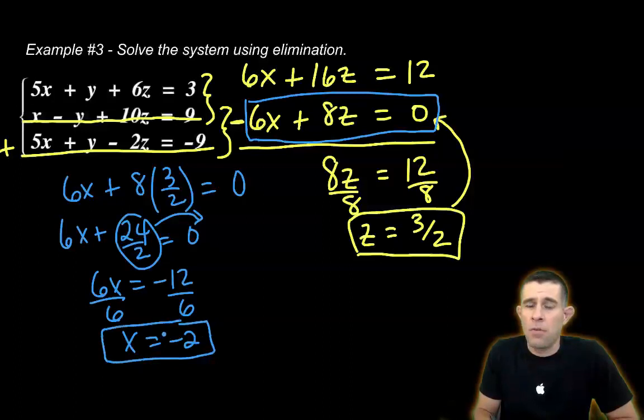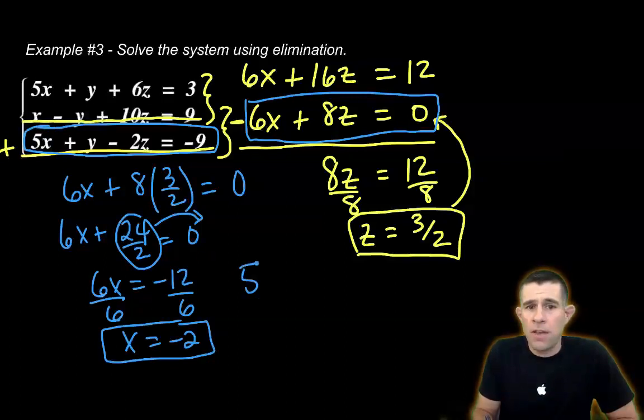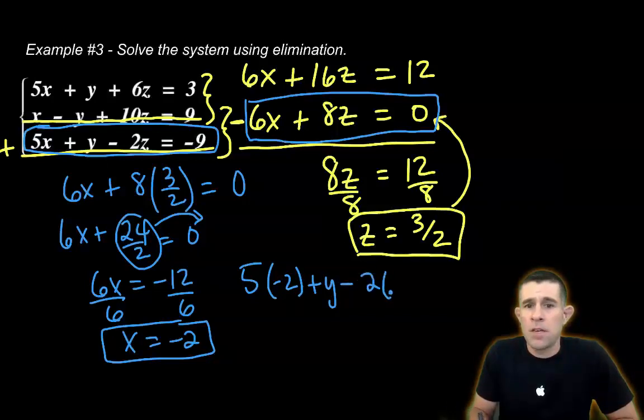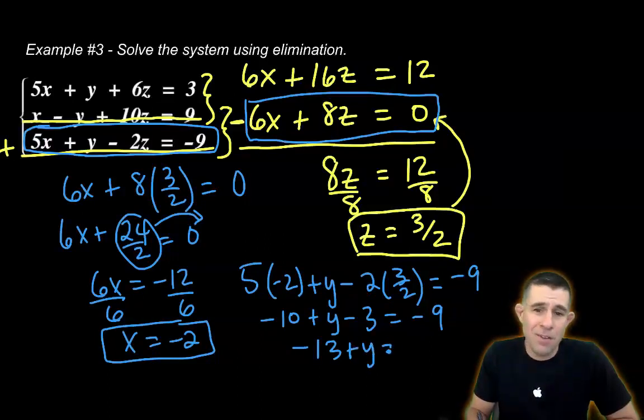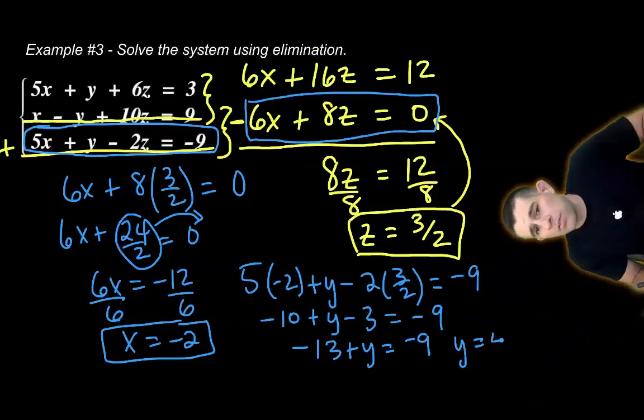All right, now we have both our x value and our z value. We can go back to one of our original equations and solve for y. So let's take our bottom equation here. We'll have 5 times negative 2 plus y minus 2 times z, which is 3/2, is equal to negative 9. So that gives me negative 10 plus y, and this is negative 3, equals negative 9. Combining like terms on the left side, we get negative 13 plus y equals negative 9. Add that 13 over, and we get y is equal to 4.